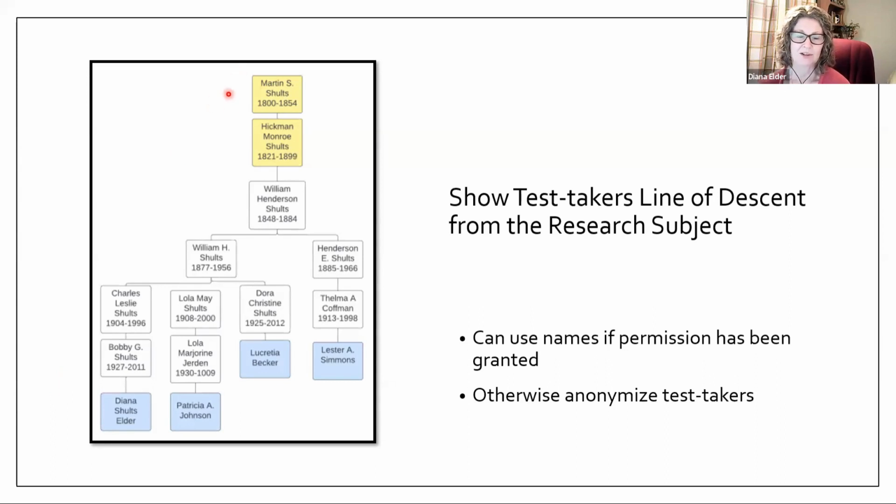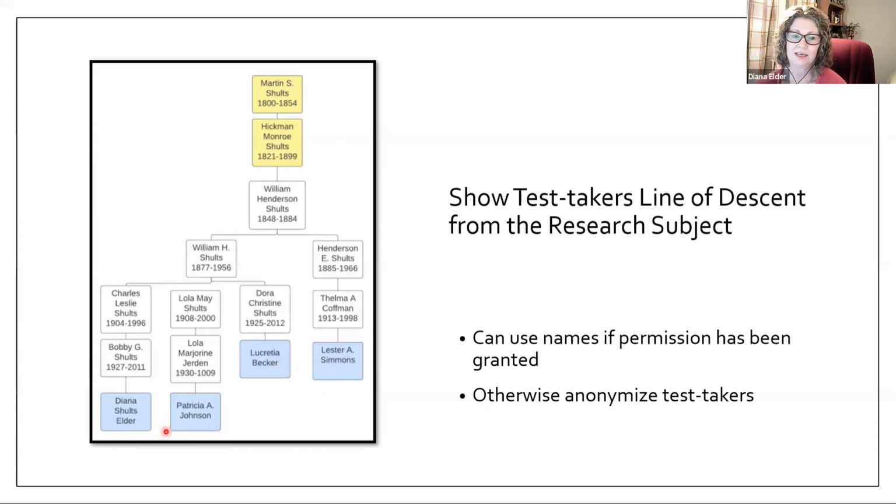This was a project where I was trying to connect my Hickman Monroe Schultz to Martin S. Schultz. And I had four different people who were my test takers. And I'm using that term test takers to mean people whose tests I have access to. Now, it could be that you have asked someone to take a test, or it could be that they are just on, for instance, these people were all on Ancestry and they shared their Ancestry DNA results with me. So I could actually look at their matches as well as the matches of myself. And so these are all people that we consider test takers because we can look at their matches as well. So I just wanted to clarify that.